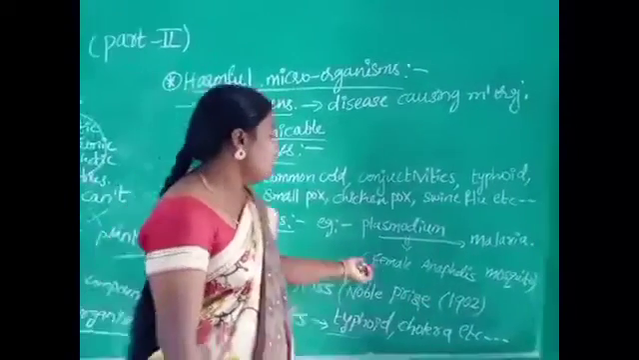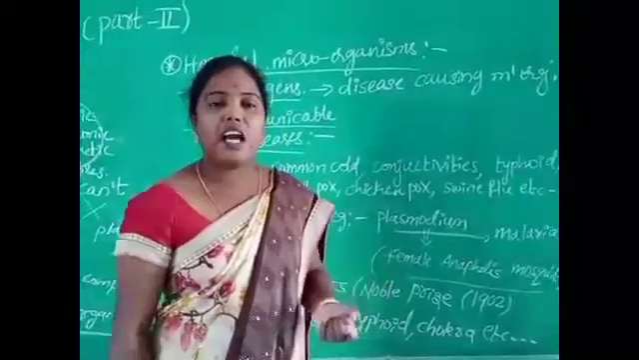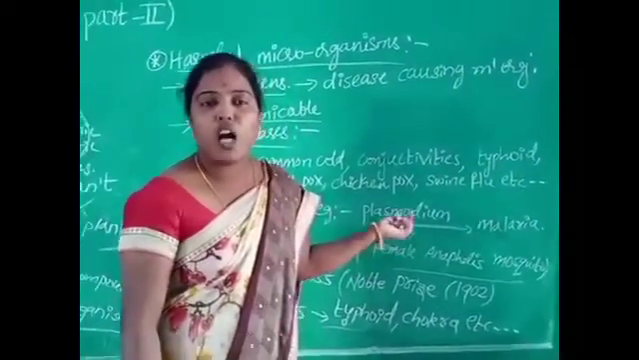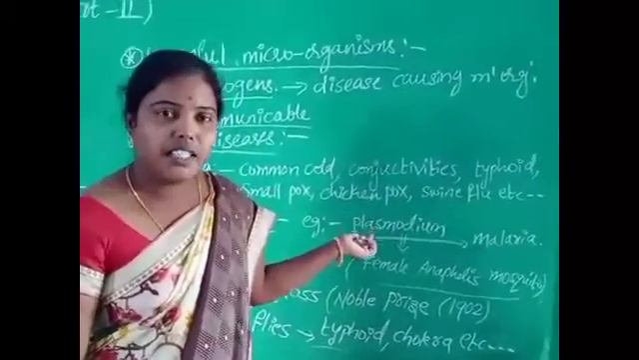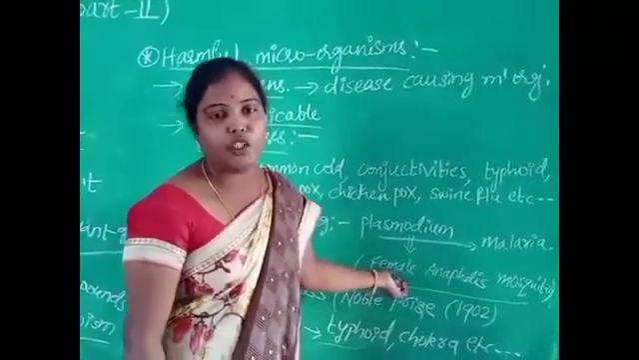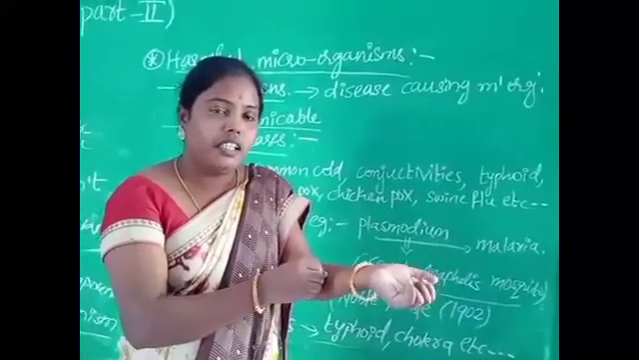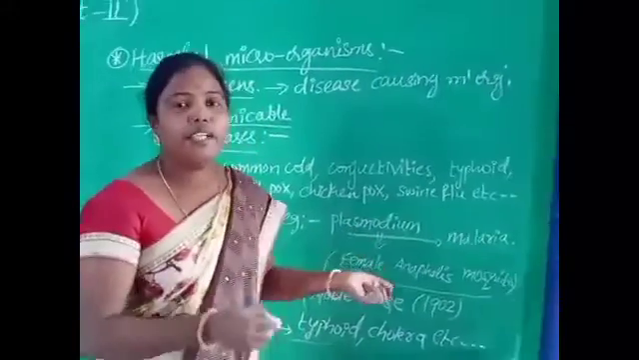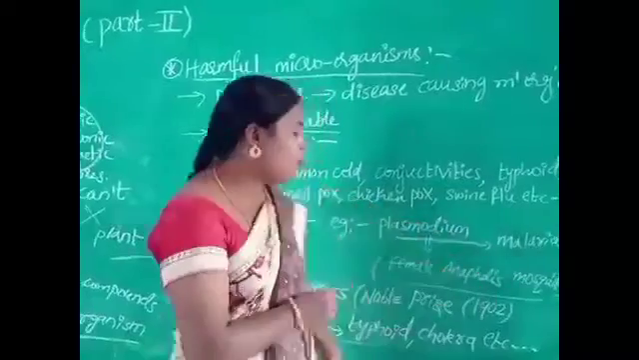For example, the female Anopheles mosquito. Very, very important GK question. The female Anopheles mosquito carries a disease causing microorganism, Plasmodium. When the female Anopheles mosquito bites a person, it transports the disease causing microorganism Plasmodium into the body. Then Plasmodium causes malaria disease in human beings.